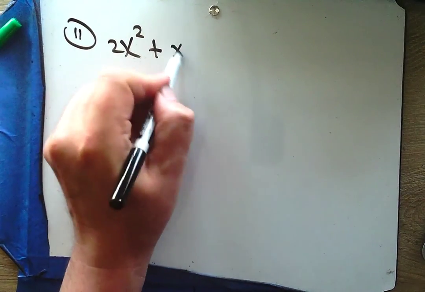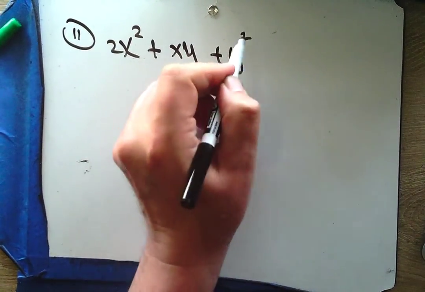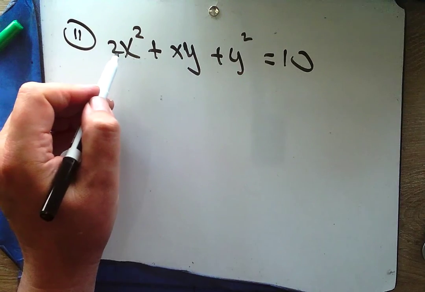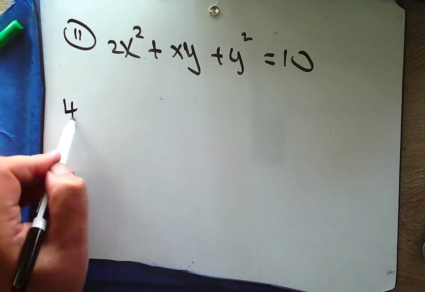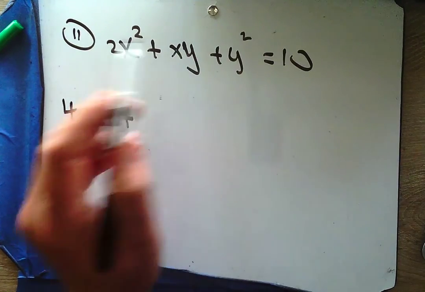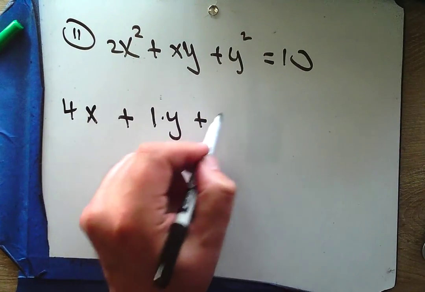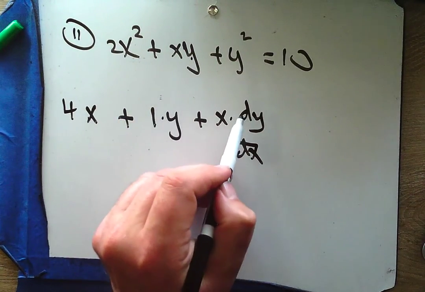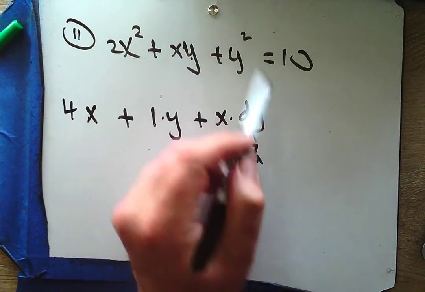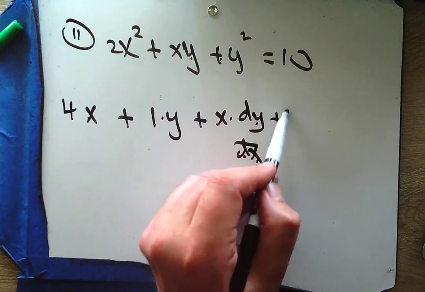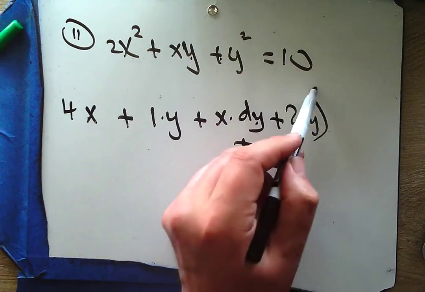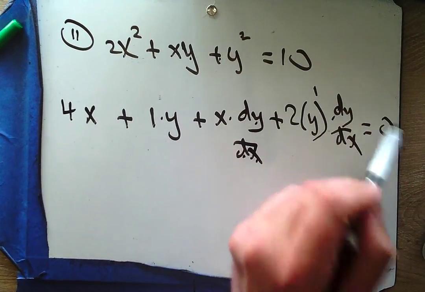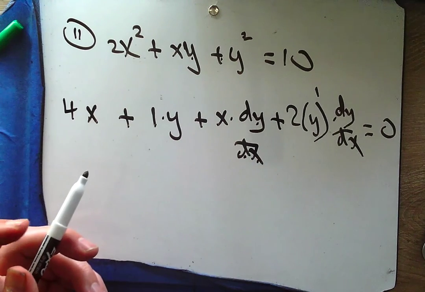2x squared plus xy plus y squared equals 10. Okay, don't use product rule here. Just bring out the 2. Use product rule here, though, because the derivative of y with respect to x, that's dy/dx. And then here, the plus sign, we bring down that 2, we leave the y alone, we subtract 1, times the derivative of the inside, y with respect to x. Derivative of 10 is 0.